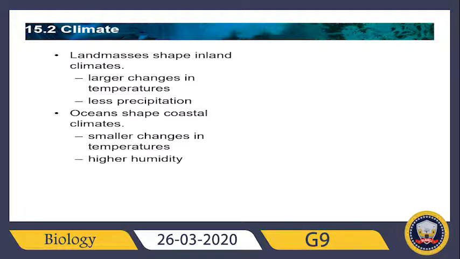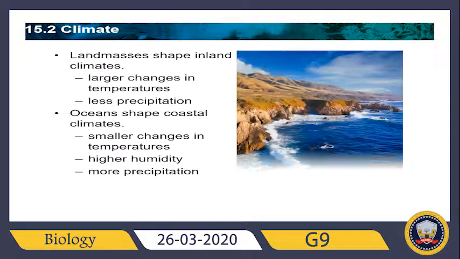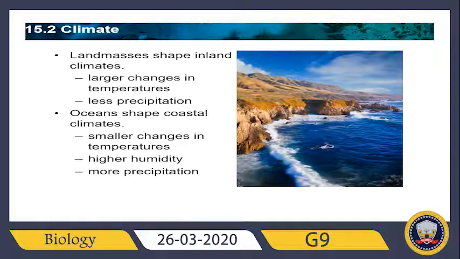Now, high humidity. Humidity changes from coastal city to coastal city. More precipitation. Some coastal cities, you'll find a high ratio of precipitation, and other coastal cities you will find less precipitation. This is a coastal city. This is what a coastal land is. When we say coastal, it means on the sea or the ocean.